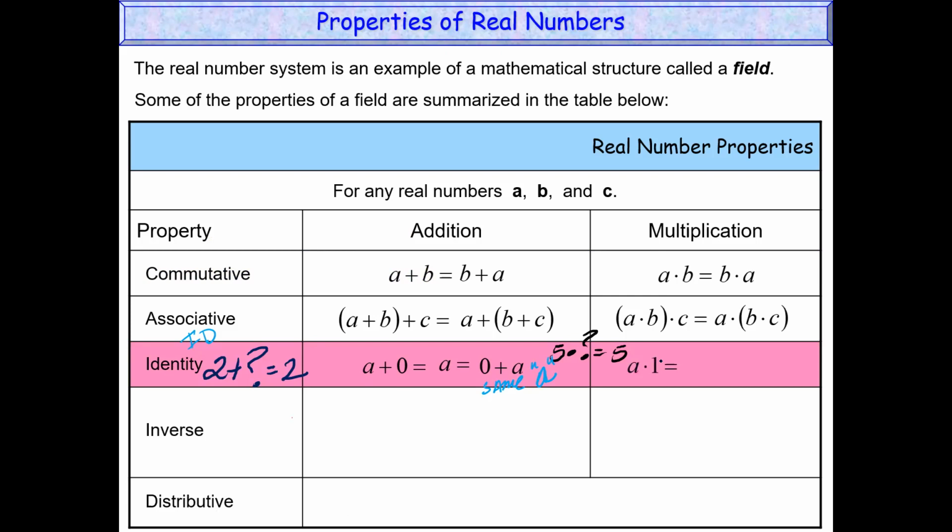Now, A times 1 is A, which is the same thing as 1 times A. A lot of times people are like, oh, it's A times 0. Well, A times 0 gives you 0. It does not give you A, so it's going to be A times 1.